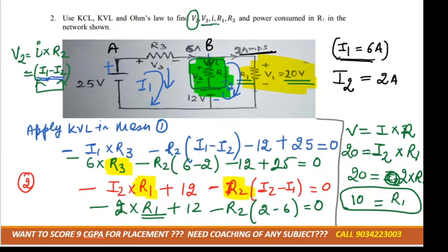V3 we've done. Now power consumed by R1. Tell me what is the formula for power? Power is equal to VI, but in this they mention resistance, so we have to consider resistance and use the I squared R formula. Now they are asking about R1. In R1, which current is flowing? I2 current is flowing. So power is equal to I2 squared multiplied by R1. Now we have the I2 value and R1 value, so we can calculate the power also. Clear up to here?